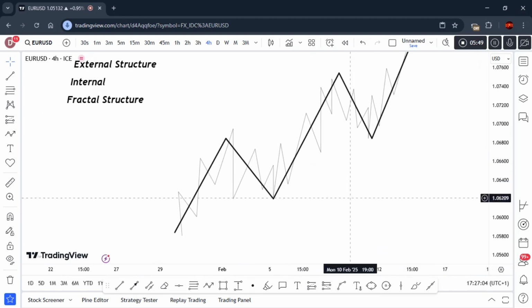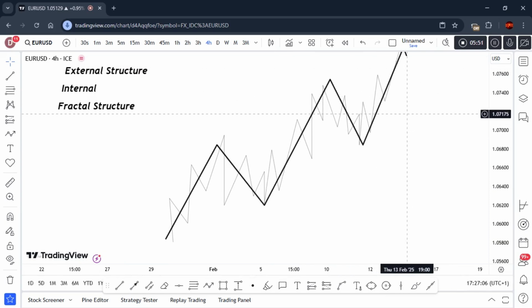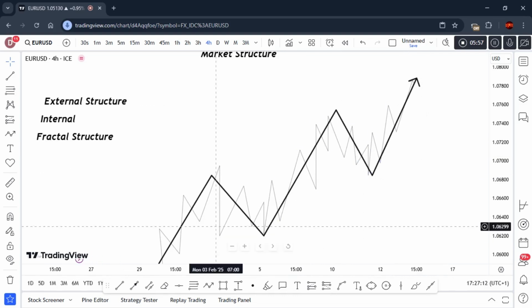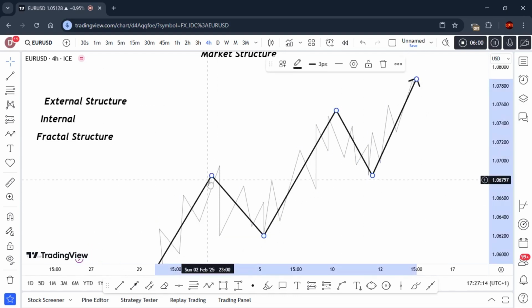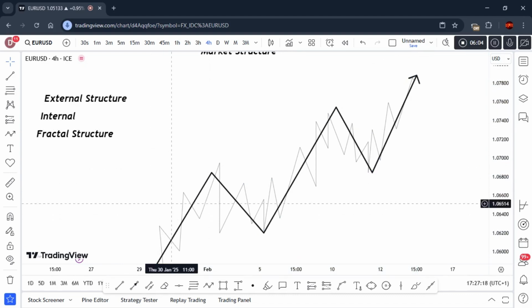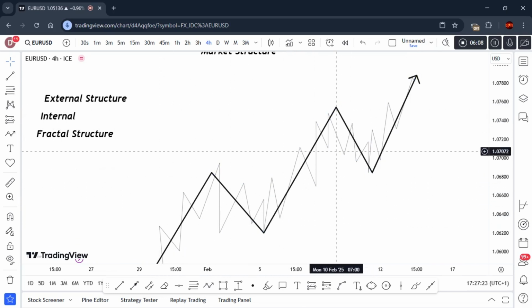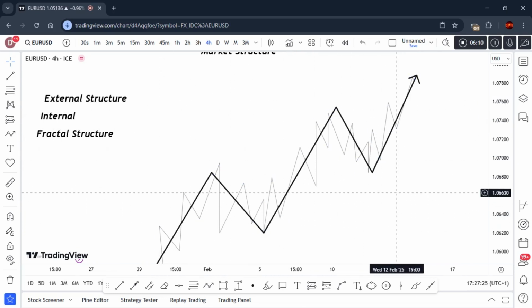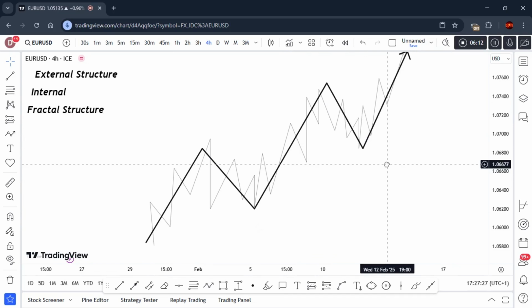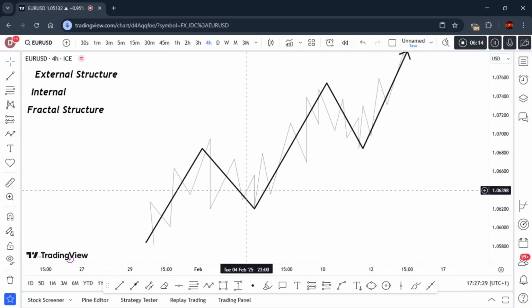So basically, let's say this line, we are viewing it from a 4-hour time frame, right? From a 4-hour standpoint. So basically, this big black line will be our external structure, because it's showing us the direction. And obviously, from what we are seeing here, the direction is an uptrend, right? So what we are now going to do is to use the internal time frame to follow the external structure.